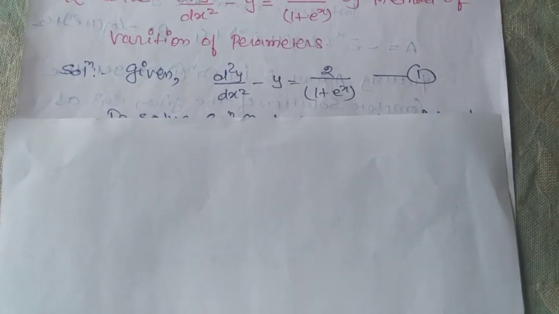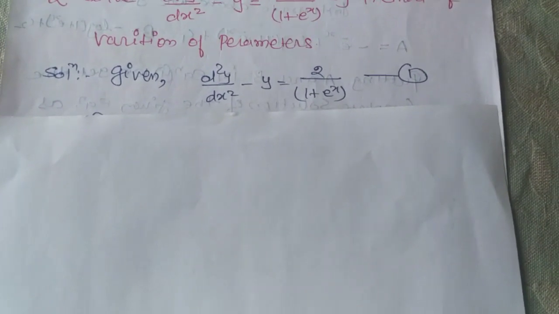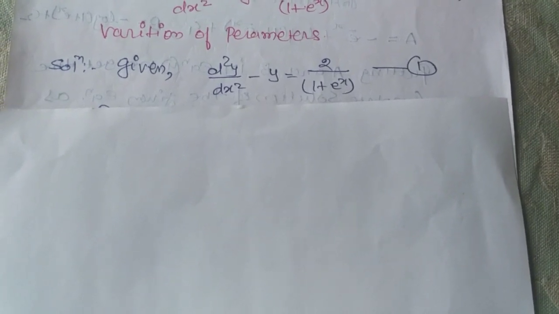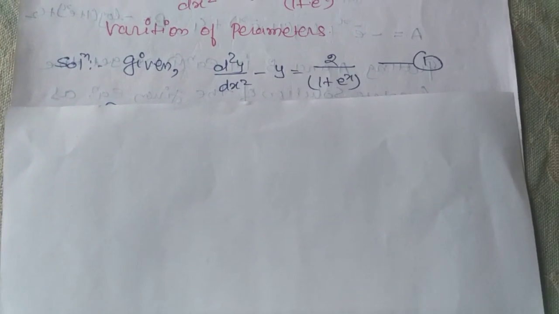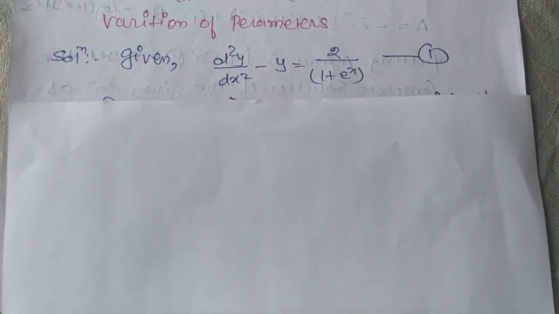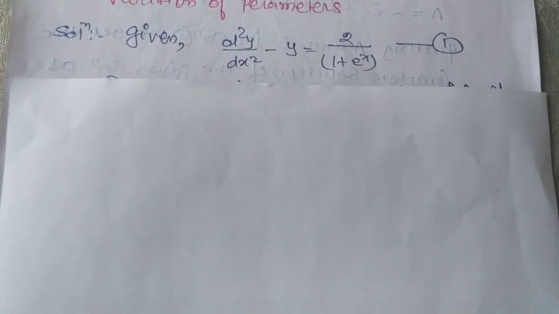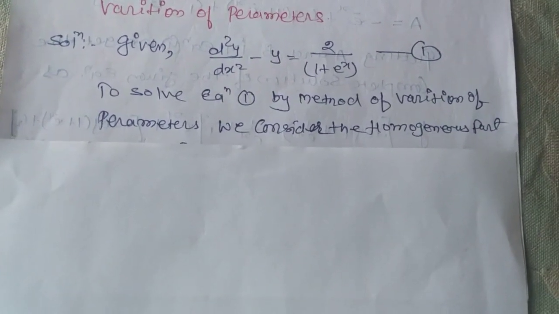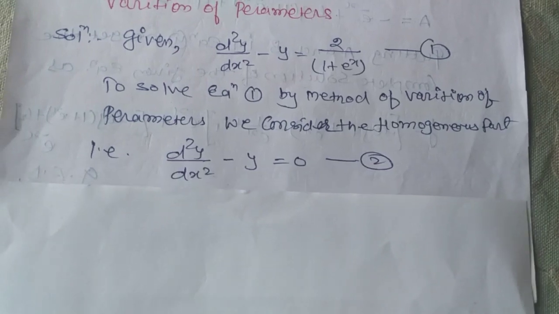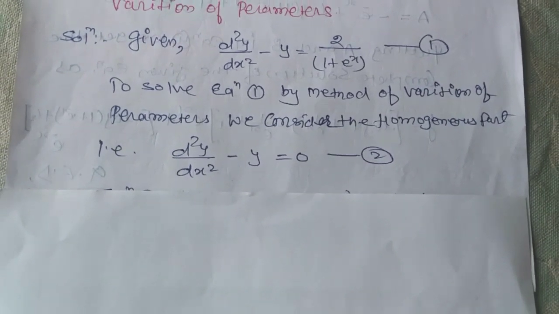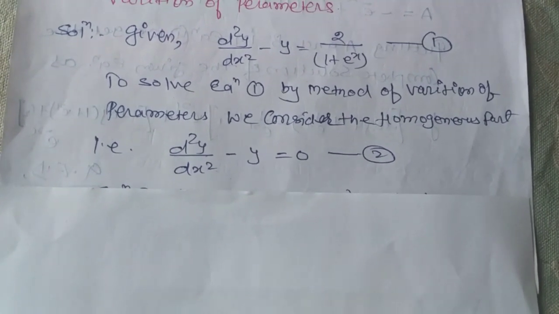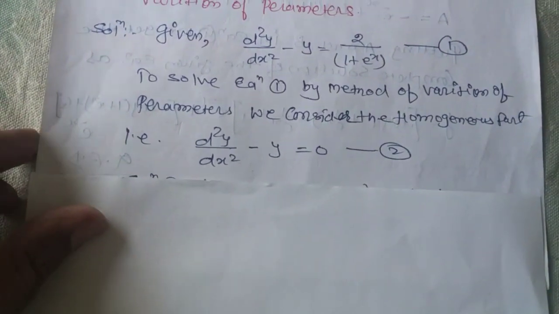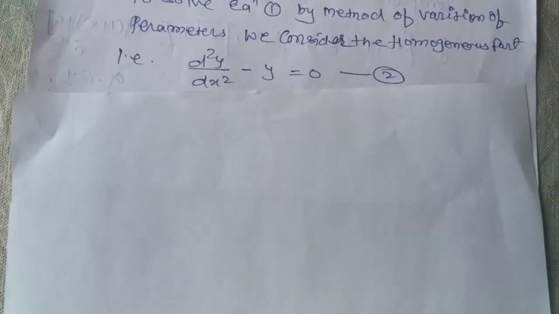So the given equation is d²y/dx² − y = 2/(1 + e^x). Now, in order to solve the equation by the method of variation of parameters, we first consider the homogeneous part of the equation, which is d²y/dx² − y = 0. This is the homogeneous part of the given equation.